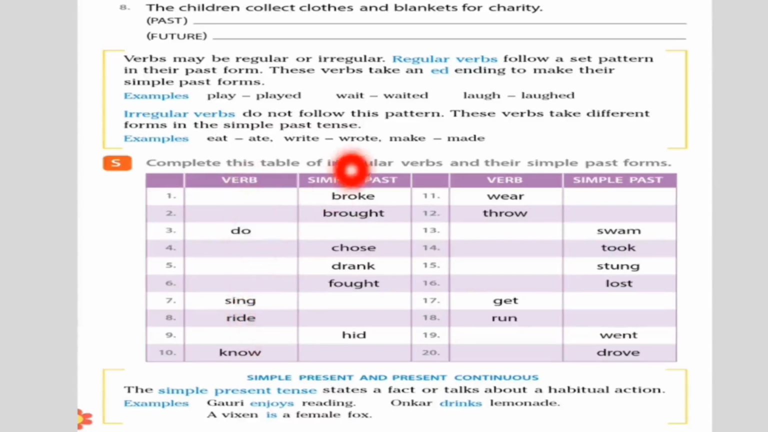Okay, do, what will be the simple past? Do, did. Chose, what will be this? Choose. Drank, drink. Fought, fight. Like that. Sang over here, sing. So like that you have to do 7, 8, 9 and 10 in your grammar textbook. And also you have to do 11 to 20. The answers will be shown to you shortly.